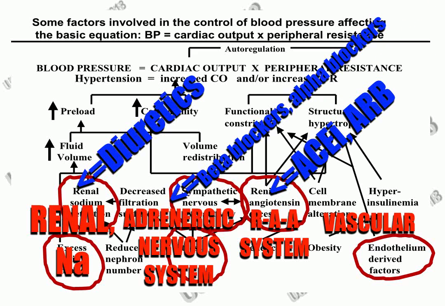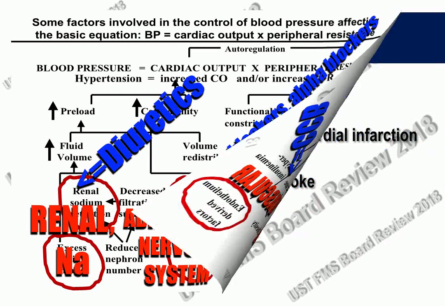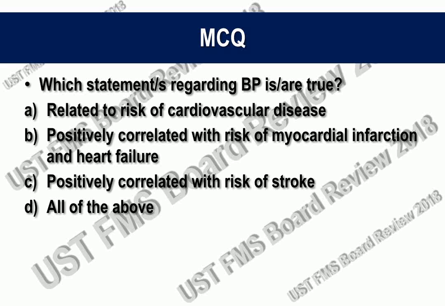And of course, your ACE inhibitors and ARBs take care of your renin-angiotensin aldosterone system, while your vascular mechanism will be targeted by your calcium channel blockers. So basically, these are the main antihypertensive medications, and it's quite easy to remember if you remember it from the mechanistic point of view of hypertension.